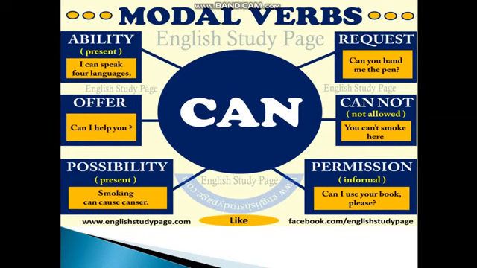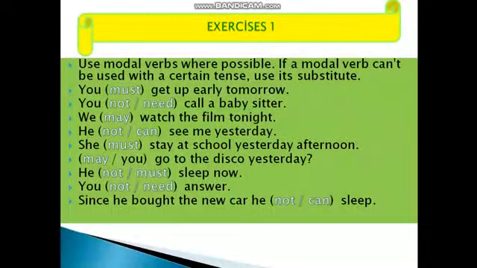We use can plus infinitive, and the negative is can't or cannot. Be able to is possible instead of can, but can is more usual. Are you able to speak any language? Now, let's do some exercises. Use modal verbs where possible. If a modal verb can't be used with a certain tense, use its substitute.